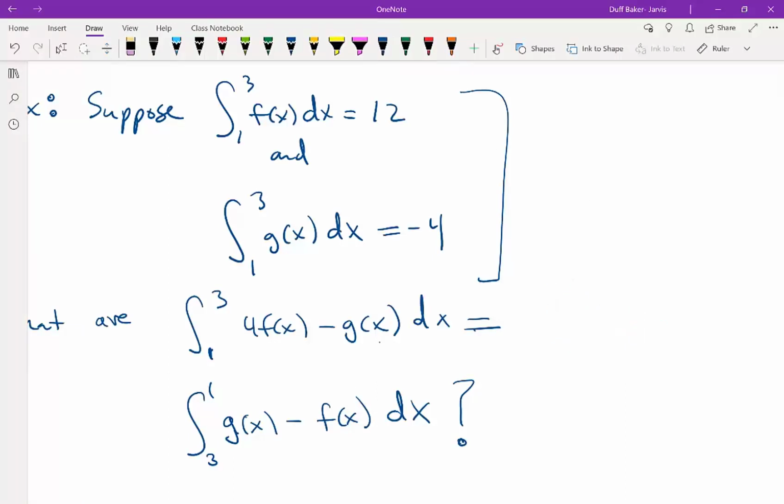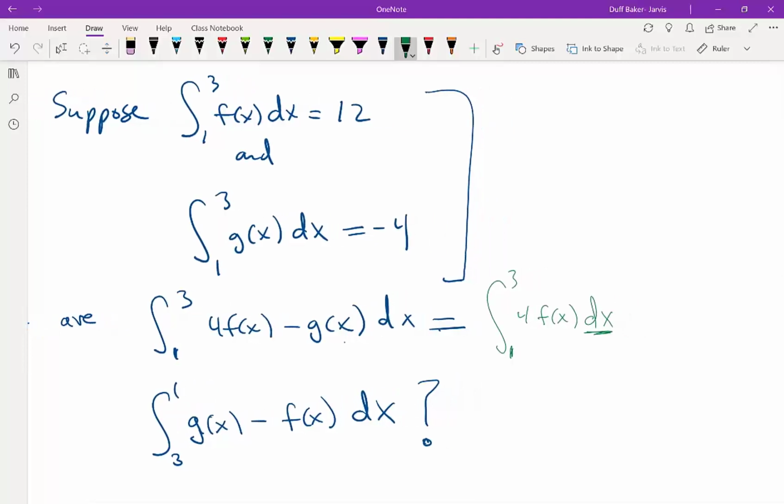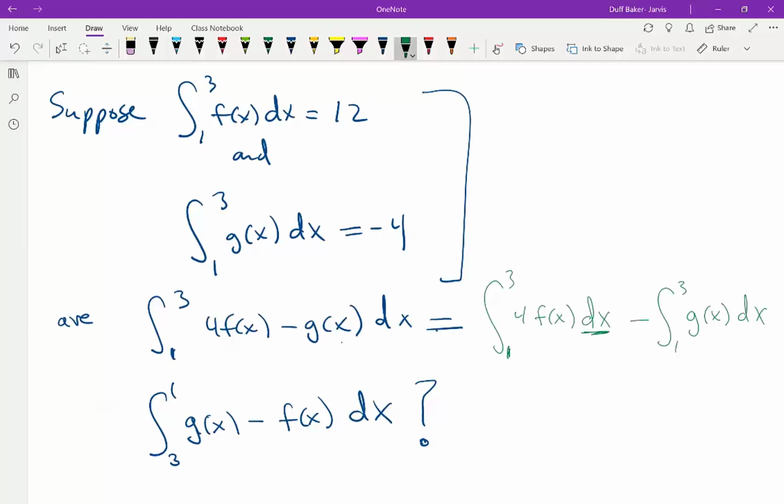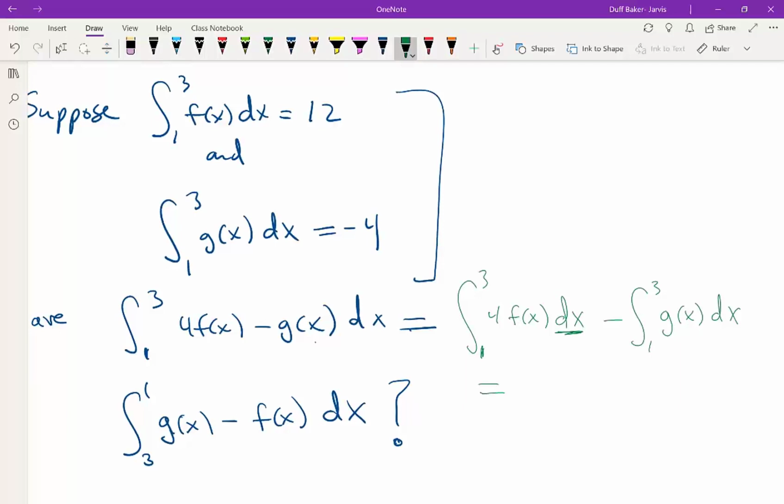Maybe let's do this in a different color. Integral 1 to 3 of 4f of x dx. So the dx, remember, you should always include it. It just tells you where the integral ends and also which variable you're integrating with. And then you have another one. So you can split this into two things across the minus. Then you can pull out the 4, just like we do with limits and sums and derivatives.